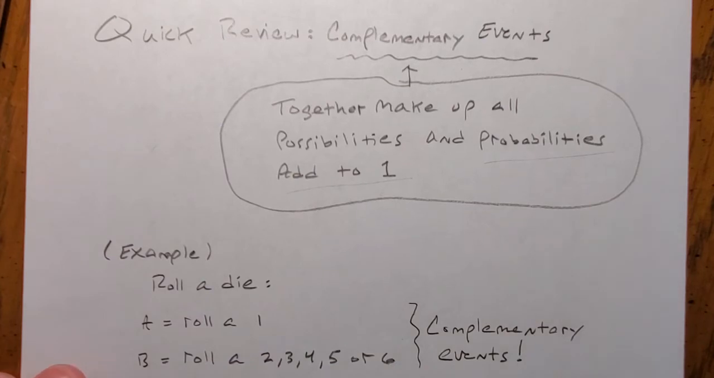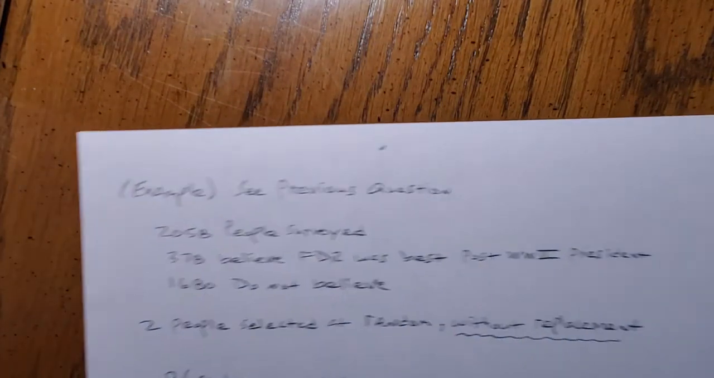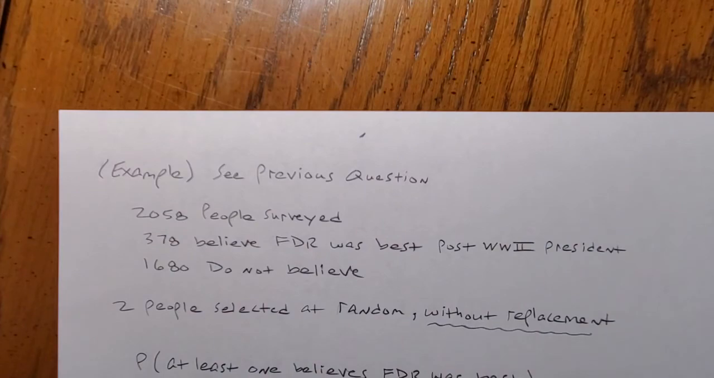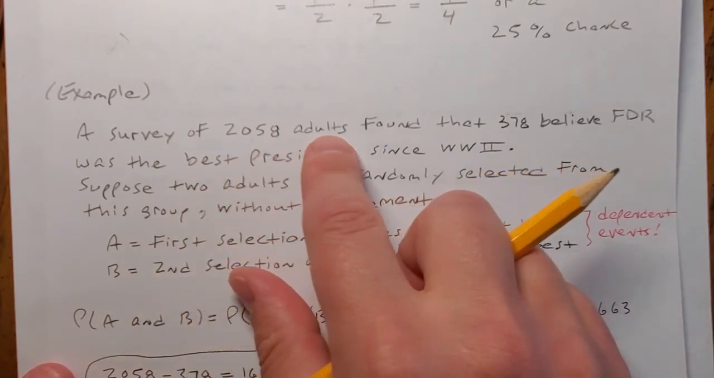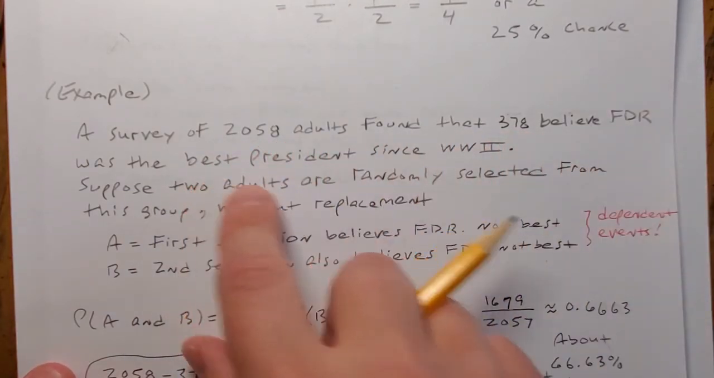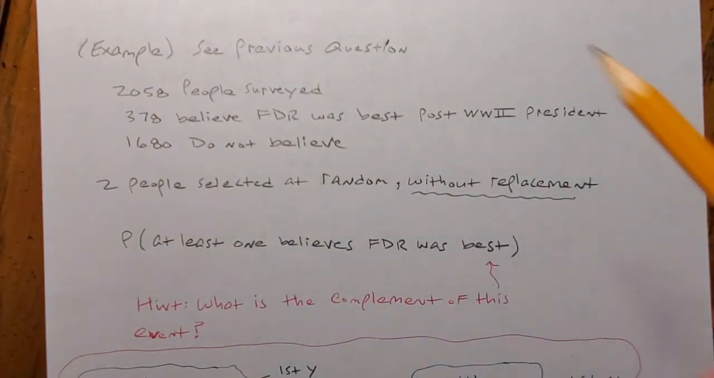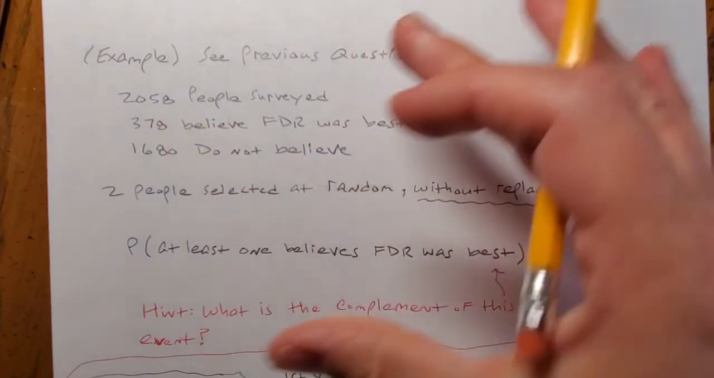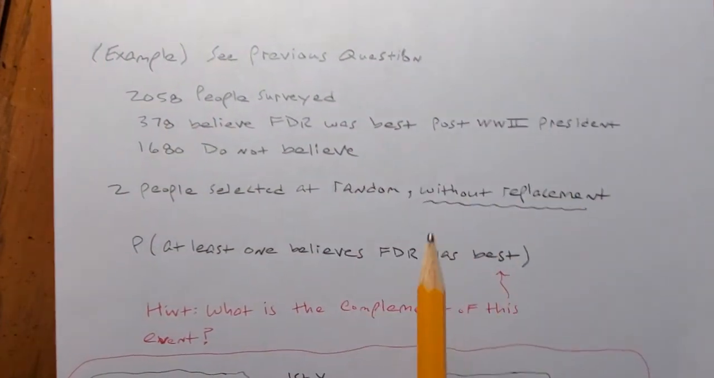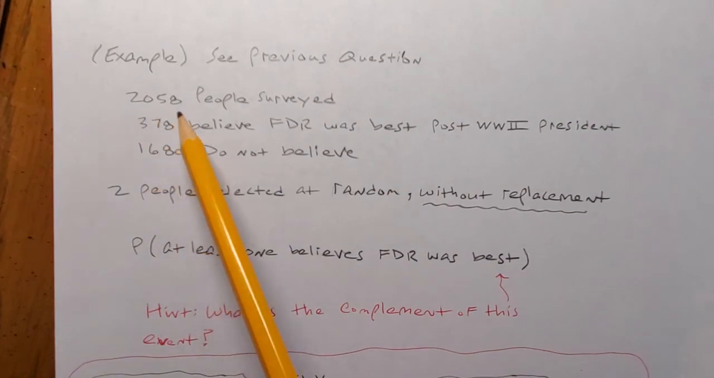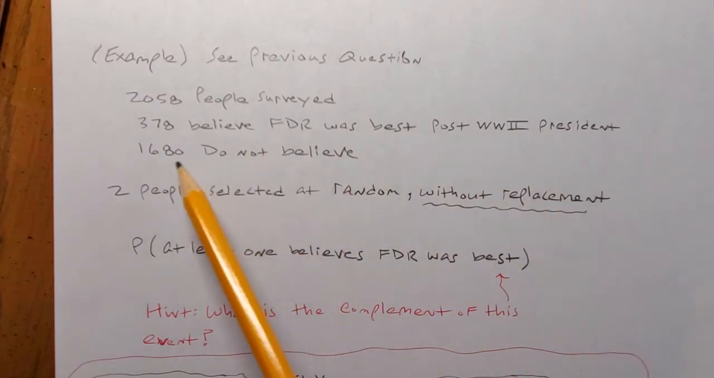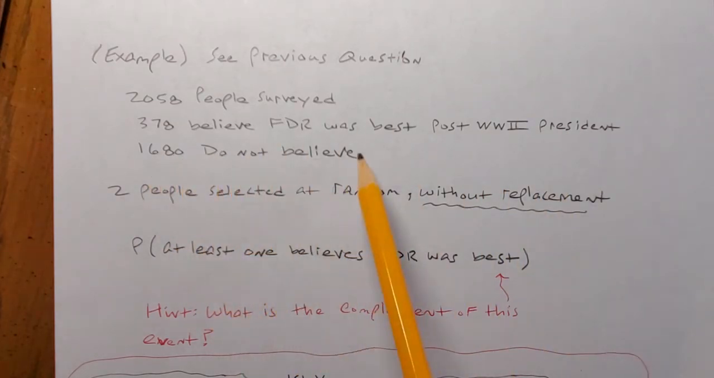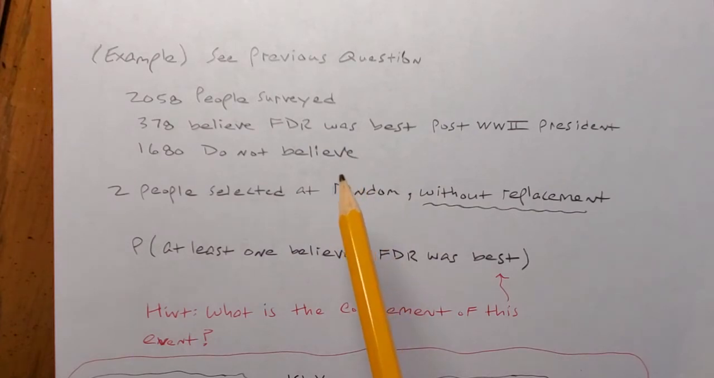Okay? All right. Now, I want to do a variation of this previous question I did about the survey of 2,058 adults. 378 believed FDR was the best president. Okay, so we talked about that for a while. But let me summarize it a little bit like this, just because I want the information to be on this slide. So there were 2,058 people surveyed. 378 believed FDR was the best post-World War II president, and there were 1,680 that did not believe he was the best post-World War II president.